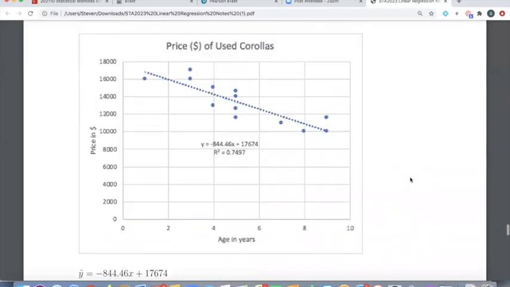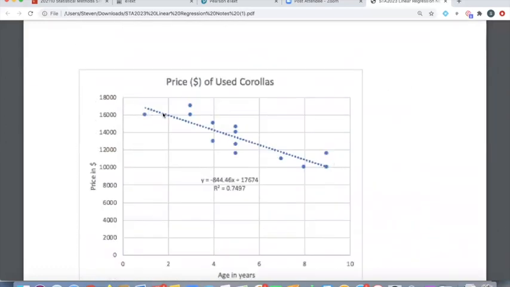So the blue line here, you could think of it like this. The blue line is the Kelley Blue Book value, and the dots are the actual prices. So these cars are being sold for below market value. These up here are being sold for more than market value.